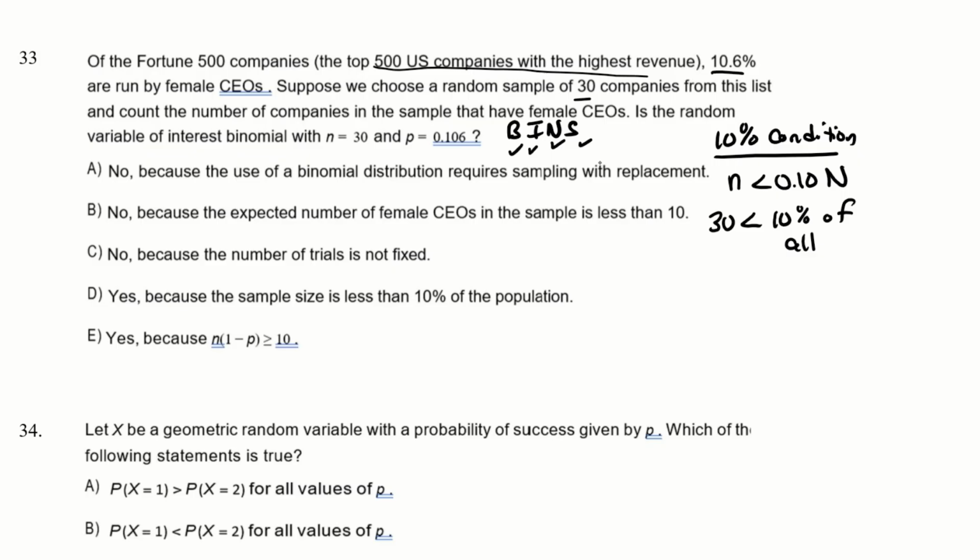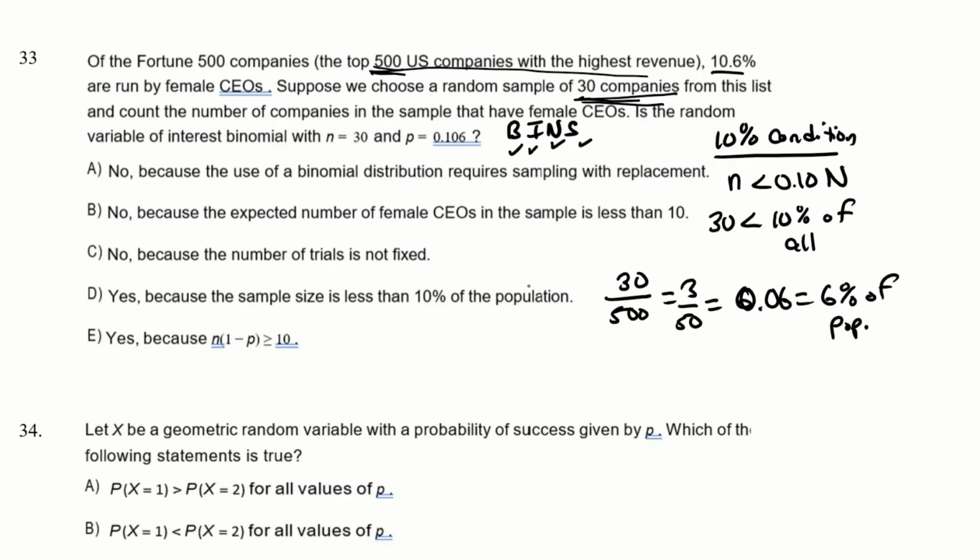This is not people, this is companies, right? So in this case, there's 30 companies. N is not the number of people, it's the number of companies. My bad. So we have 30 companies. Is that less than 10% of the population, which is 500? All right, well, let's see. What's 30 divided by 500? 30 divided by 500 is 3 over 50, which is 0.06, which is 6% of the population.